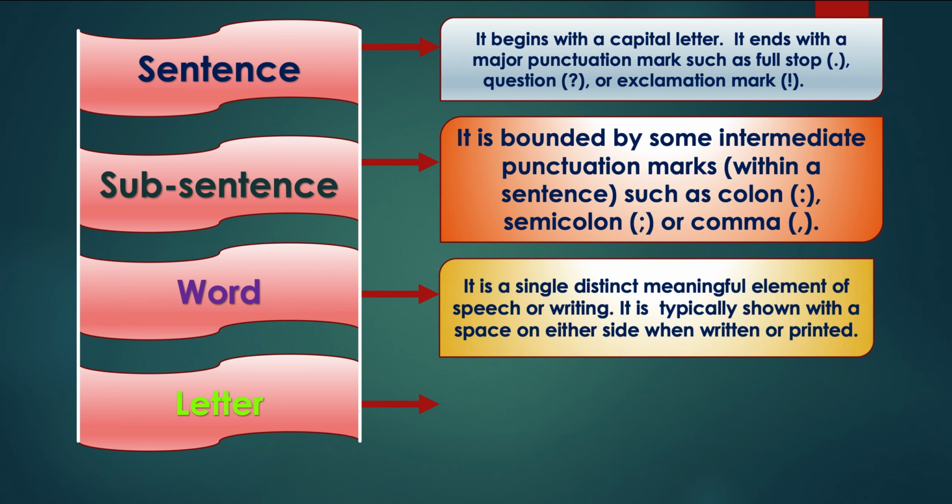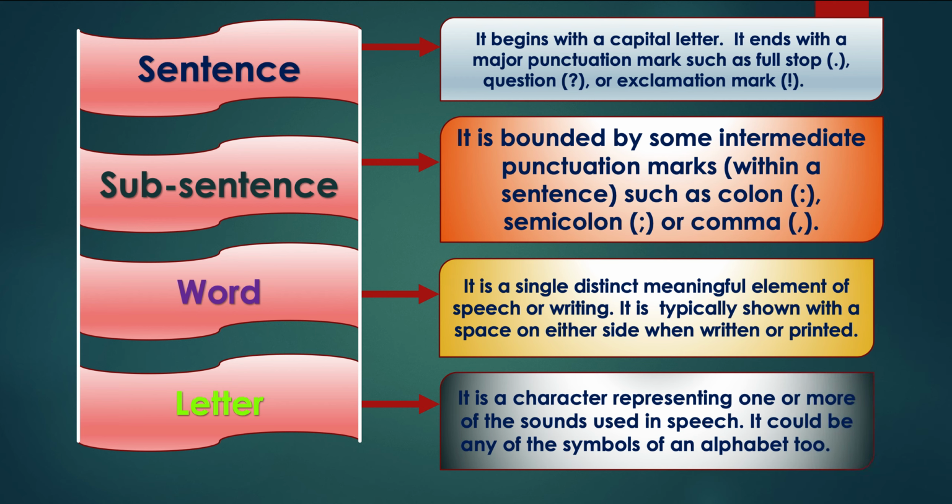Now we are going to talk about the word. It is a single, distinct, meaningful element of speech or writing. It is typically shown with a space on either side when written or printed. A letter is a character representing one or more of the sounds used in speech. It could be any of the symbols of an alphabet too.